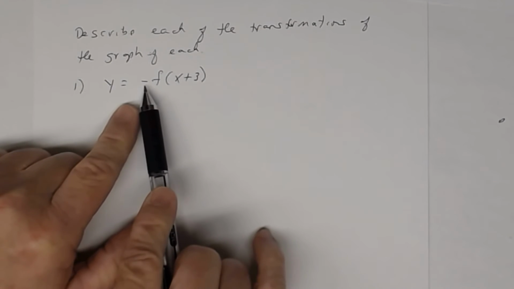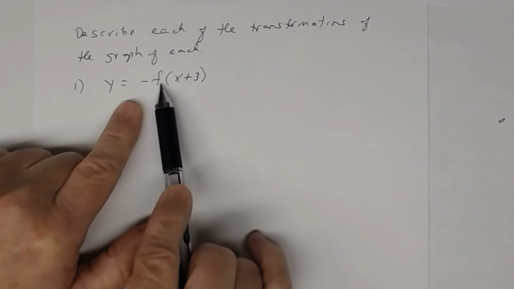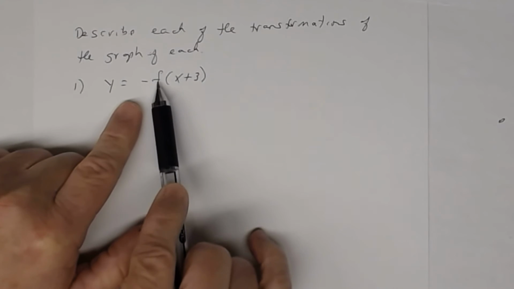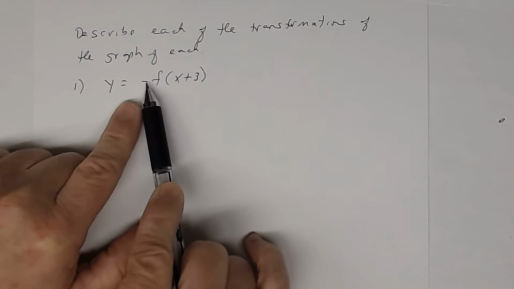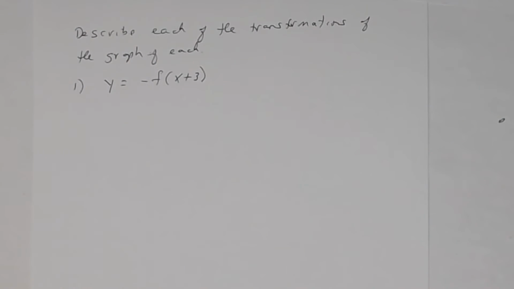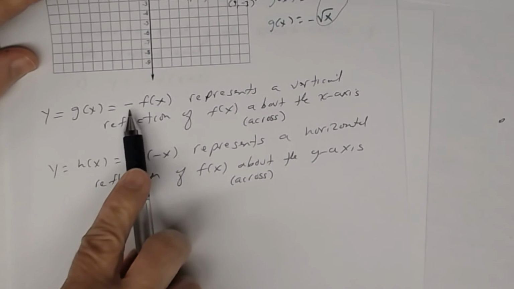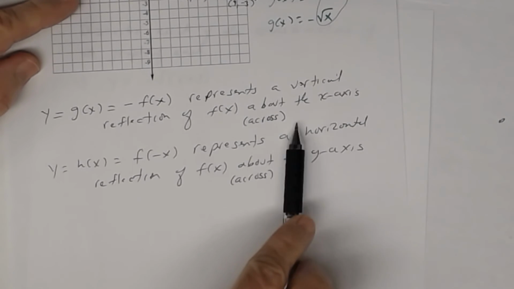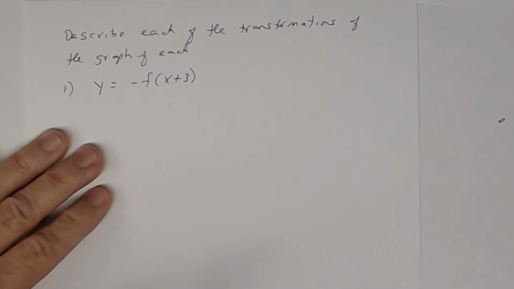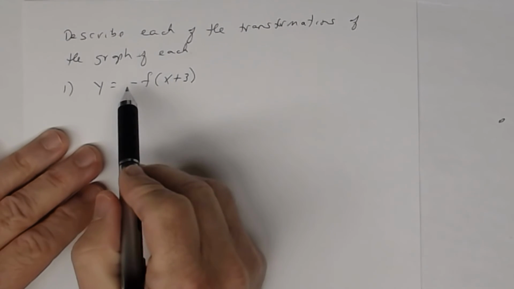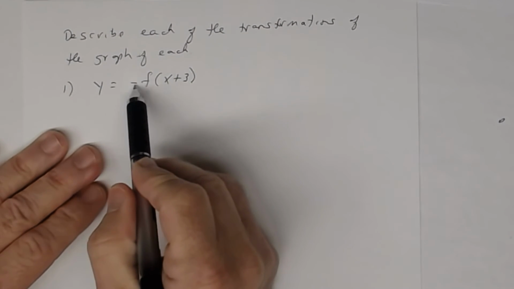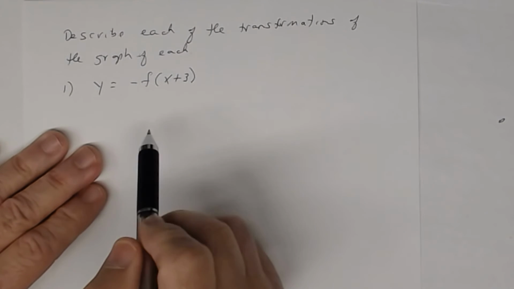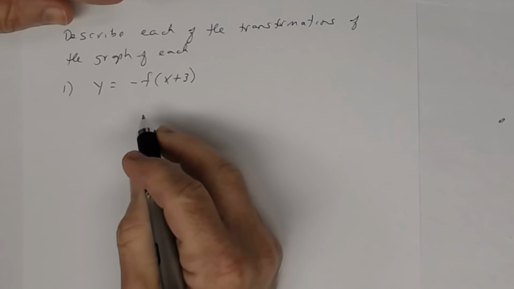Remember, there's a negative now, but notice that that negative is on the outside of your function f. So when it's on the outside, that is going to be a vertical reflection. So you're going to reflect it about the x-axis. Okay? And remember from the previous lesson, you're always going to go from left to right. So we're going to do that reflection first, and then we're going to do the horizontal shift next. All right? So here's the answer.